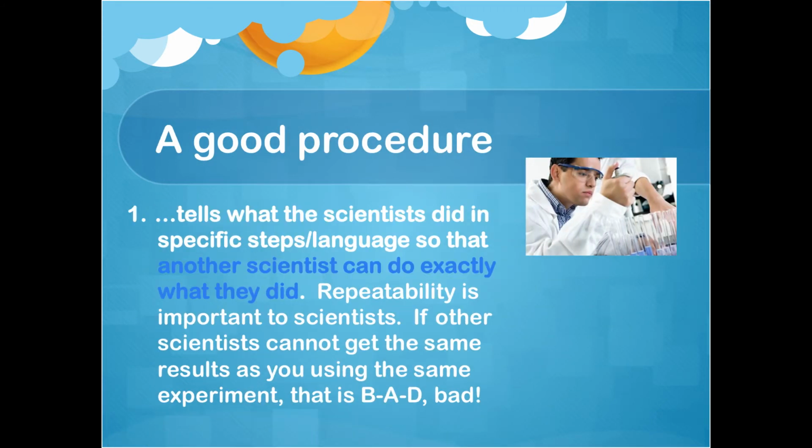Well, the first thing is that it tells what the scientist did in steps that make sense for another scientist to follow. Repeatability is important, so if I did an experiment, I want this person to also be able to do that same experiment and get pretty similar results, because if no other people can get the same results I did, that would be bad, because no one would believe that I actually accomplished what I said I accomplished. So, part one: a good procedure tells what the scientist did in steps that are specific enough so that another scientist can follow it. So that's one way we know we're going to have a good procedure.